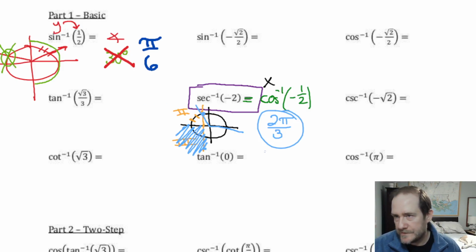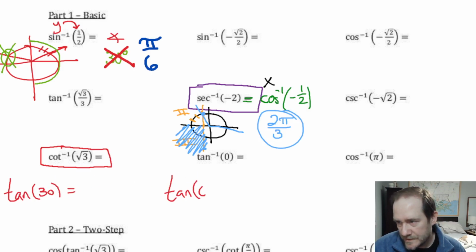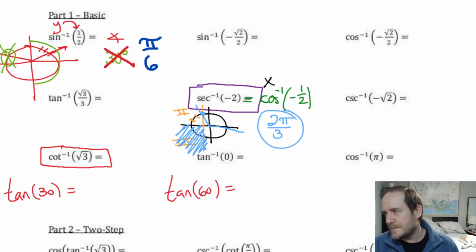So I think I've done 2 problems. We did a sine, we did a secant. Sounds like we should do a tangent, cotangent one. Let's do this cotangent one. I'm begging you to just memorize which is which. Memorize the tangents: what is tangent of 30 versus what is tangent of 60? Figure out which is which and then memorize it.